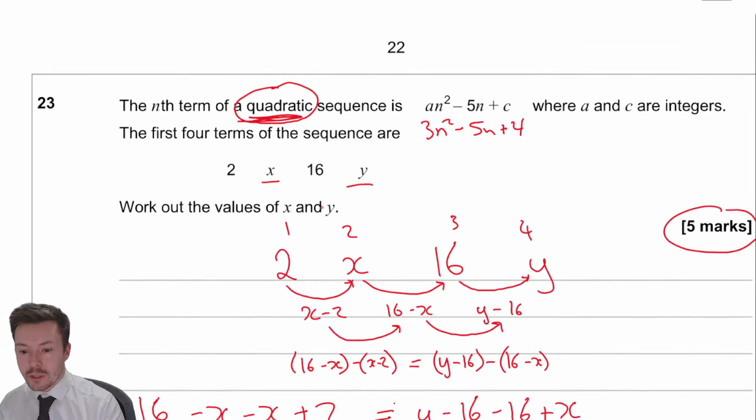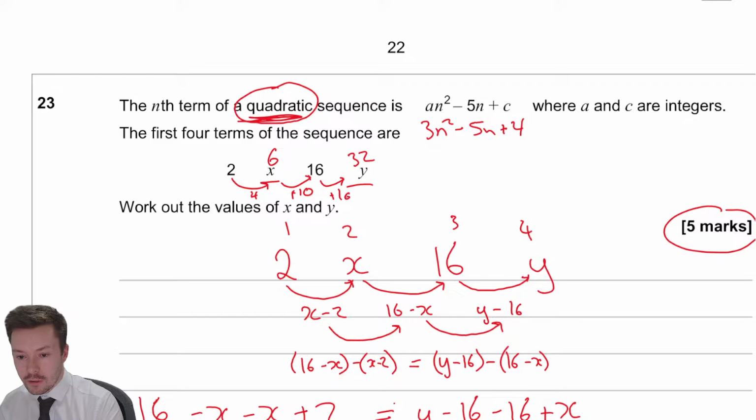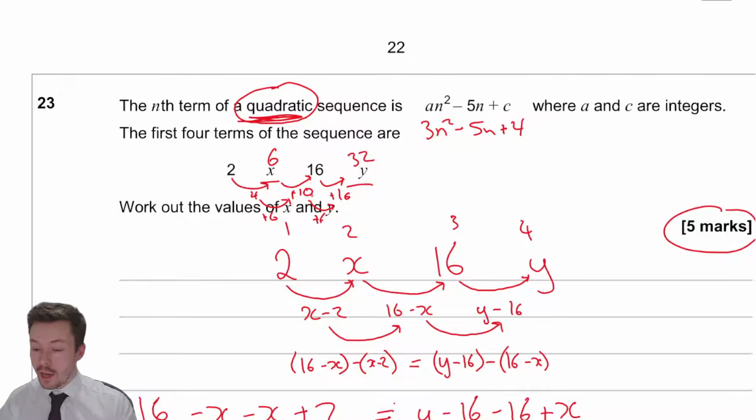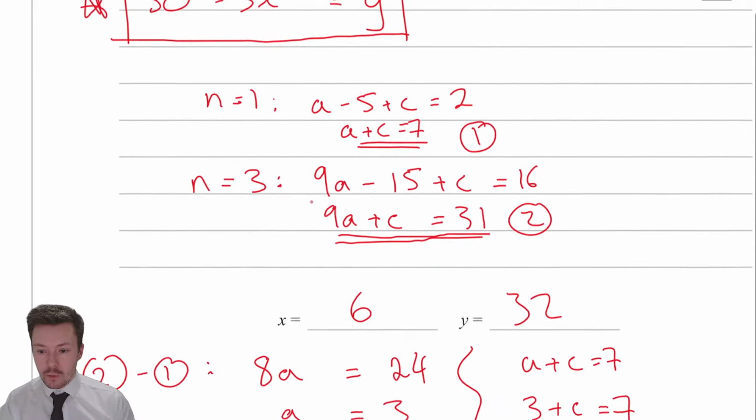Let's go back up and see if the second difference is the same. So we've got 2, and then it was 6, and then it was 16, and then it was 32. So that's going up here by 4, that's going up by 10, that's going up by 16. And our second difference, well, that's 6, and that's going up by 6 as well. So yeah, it works. It's right. You can see your second difference is the same, which is what it should be. So there we go, 6 and 32.